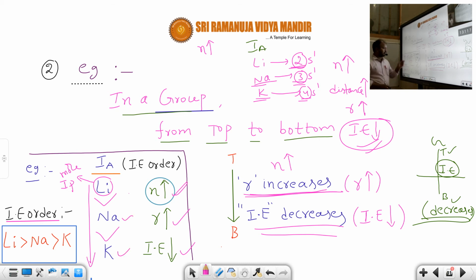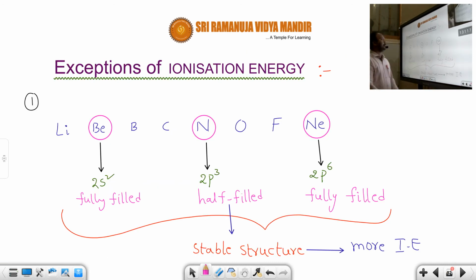Compared with sodium and potassium, lithium has more ionization potential, because from top to bottom along a group, ionization energy values decrease. Due to this, the atomic radius is larger. Whenever the atomic radius is larger, ionization energy is less. This phenomenon we observe in groups.